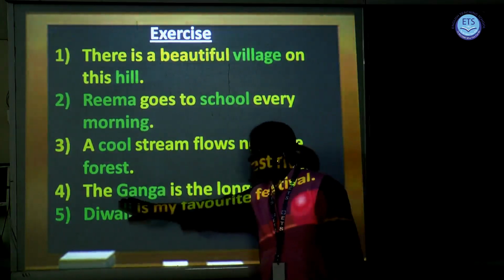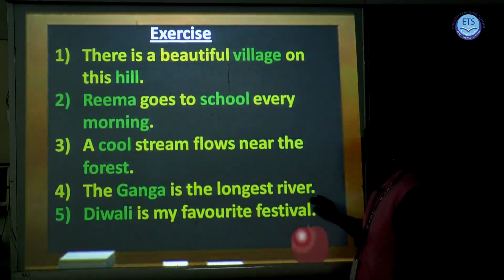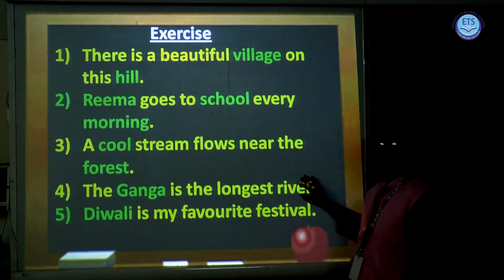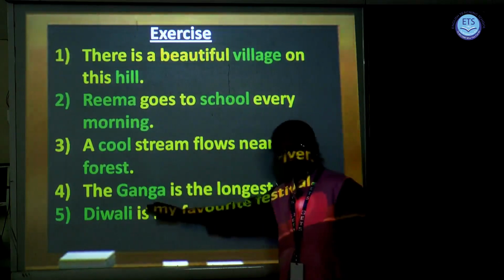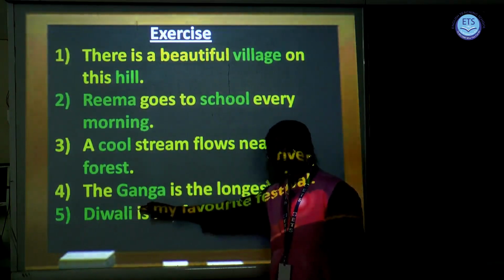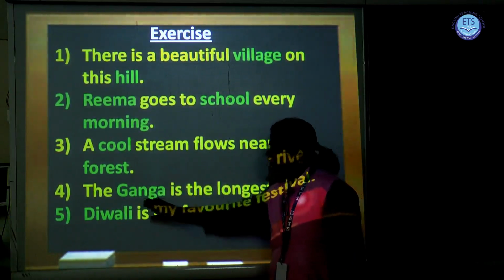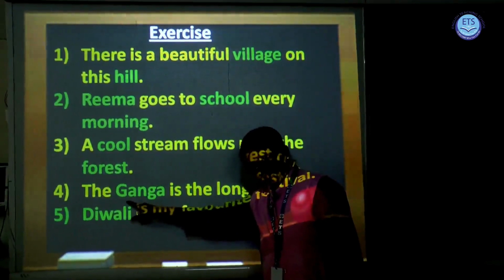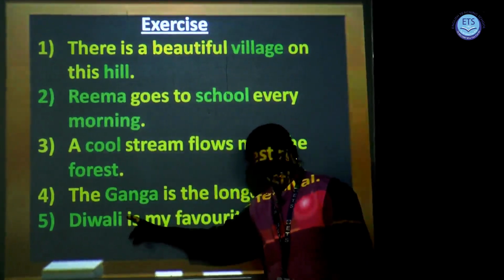Number 4, the Ganga is the longest river. Now, here children, this is specially a sentence for proper noun. River is common, but when river is given a special name, that is Ganga, Ganga becomes a proper noun. Here again you can mark that G is capital. Why? Because it is a special name.